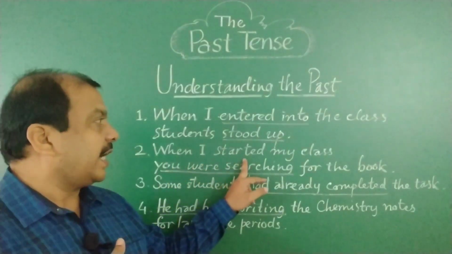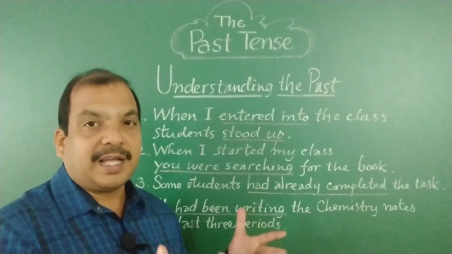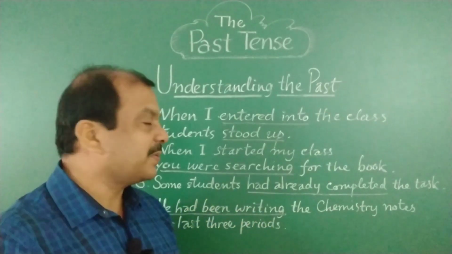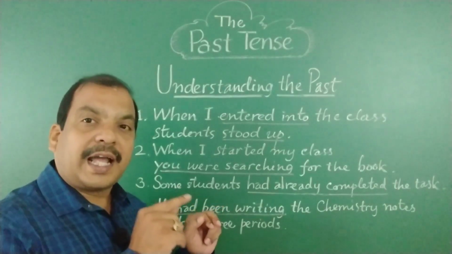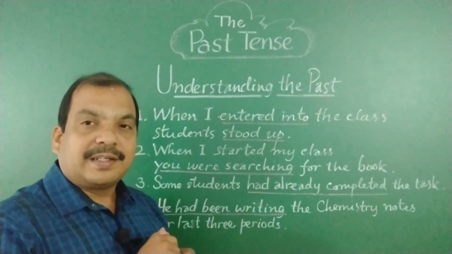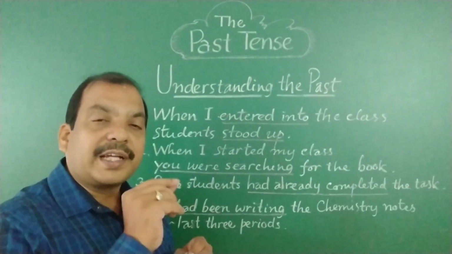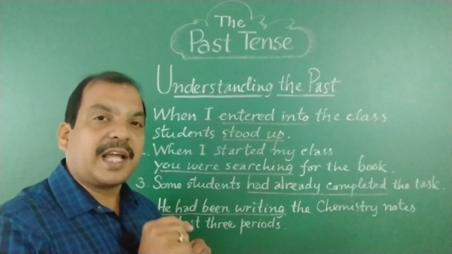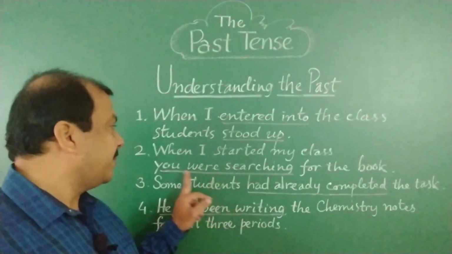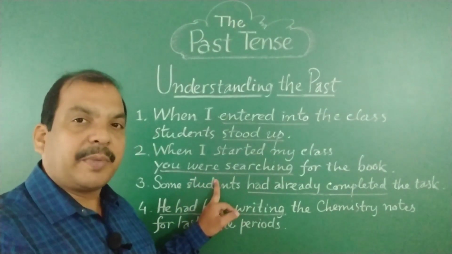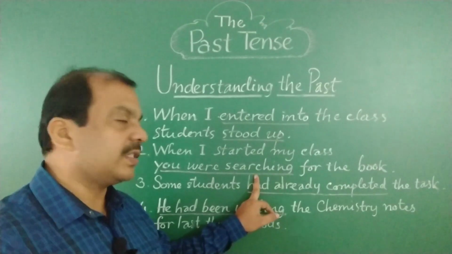Second, when I started my class, you were searching for the book, the English book. It happens. Usually you miss the English books. So what is the situation here? At a particular time in the past, an action was going on. The action was in progress at a particular time in the past. You were searching. For that, we use the past progressive: subject plus the past form of be, was or were, plus V plus ing, the base form of the verb plus ing, searching.